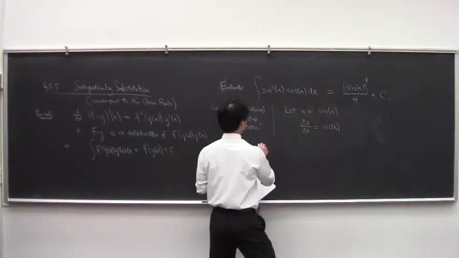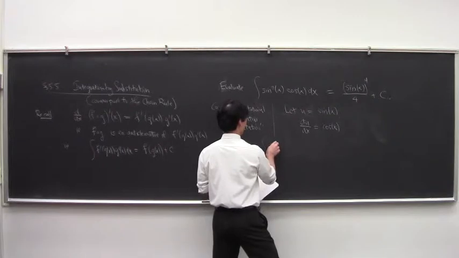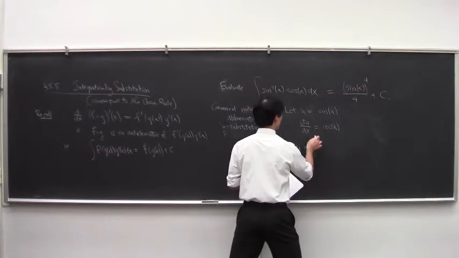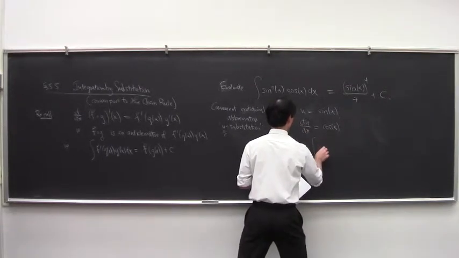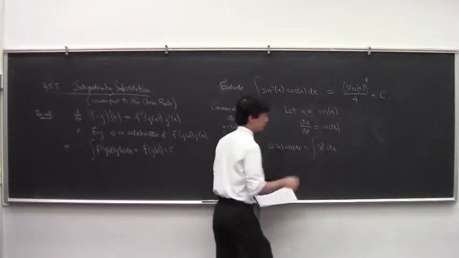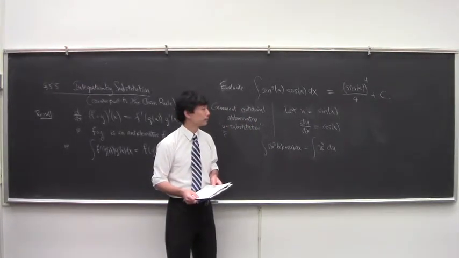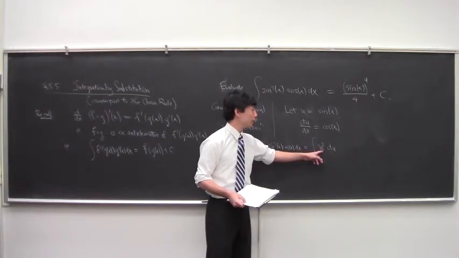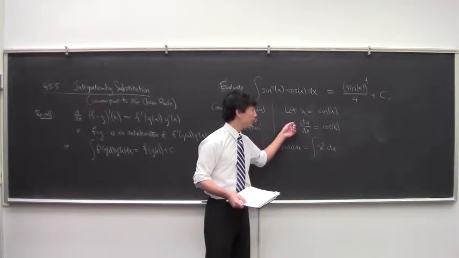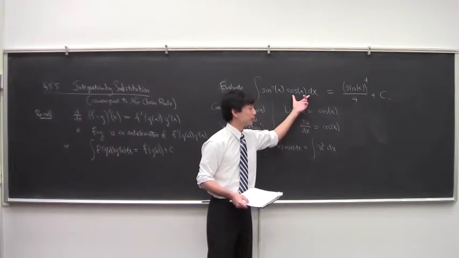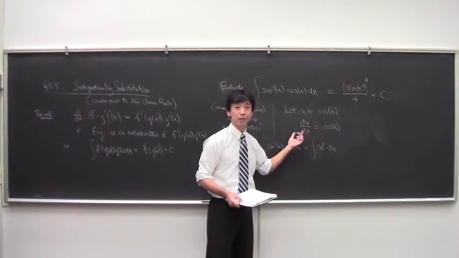So you rewrite the above as sine cubed x cosine x dx. You rewrite as u cubed du. You rewrite this as the integral of u cubed du, maybe thinking of du as cosine x dx. Like the cosine x dx is sort of your du.